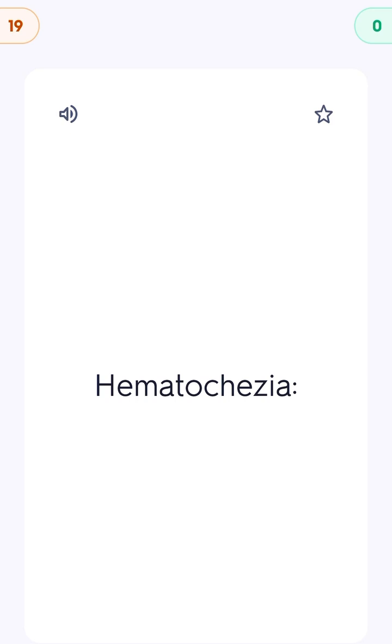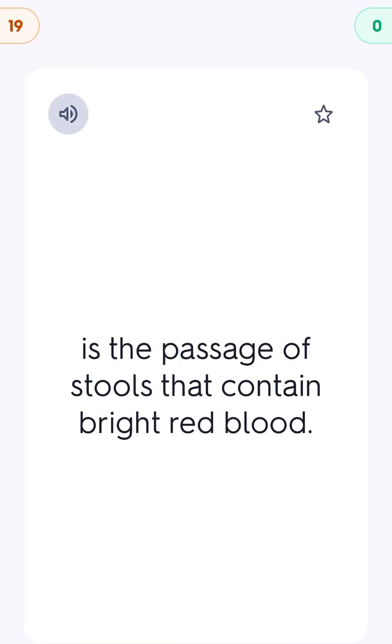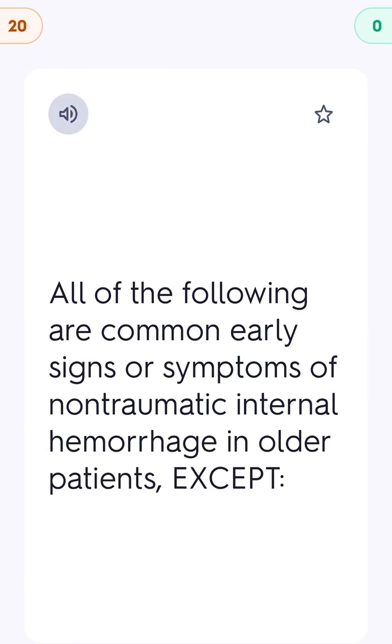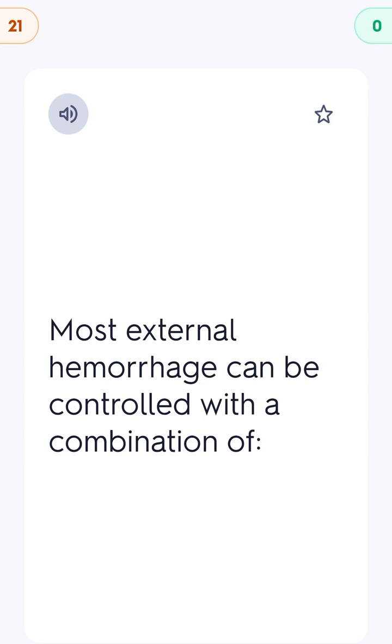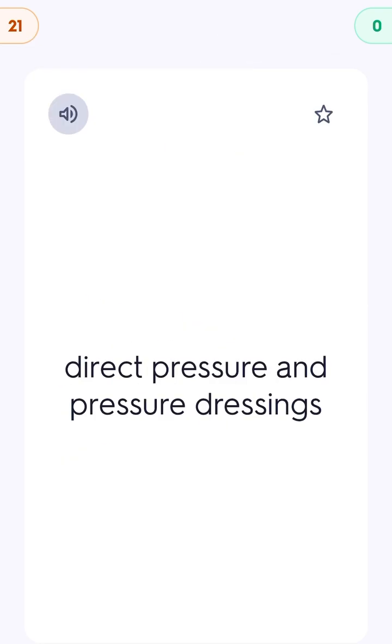Hematochezia is the passage of stools that contain bright red blood. All of the following are common early signs or symptoms of non-traumatic internal hemorrhage in older patients, except vomiting. Most external hemorrhage can be controlled with a combination of direct pressure and pressure dressings.